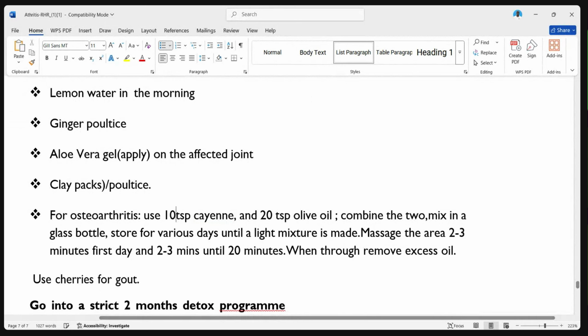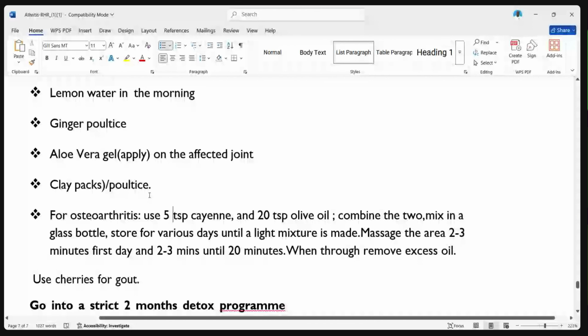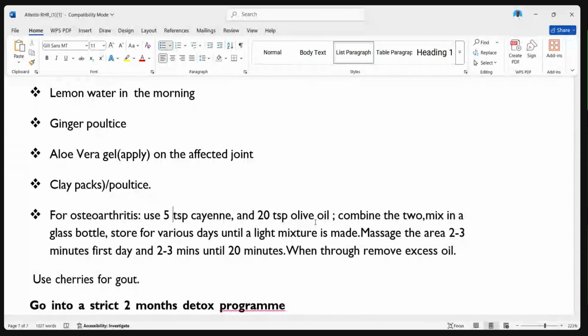I was writing this note when I was in a hurry, so five teaspoons of cayenne, 20 drops of olive oil. Combine them in a glass bottle. So for about a week, and then massage the area for around 2 minutes, for about 20 minutes. So these are very powerful massage oils.